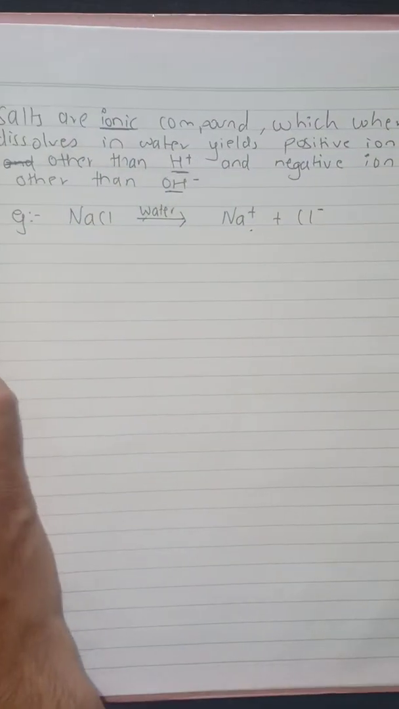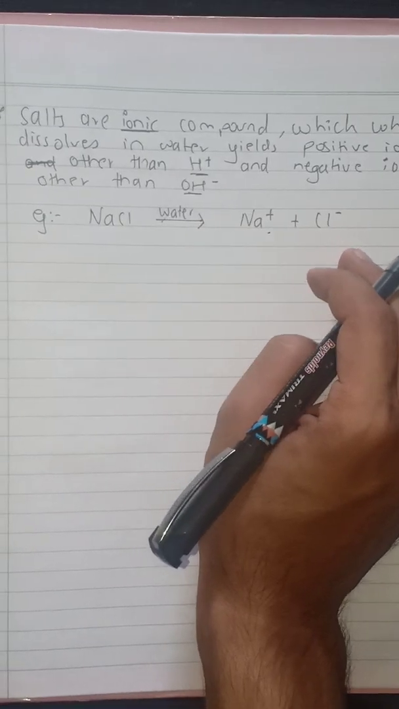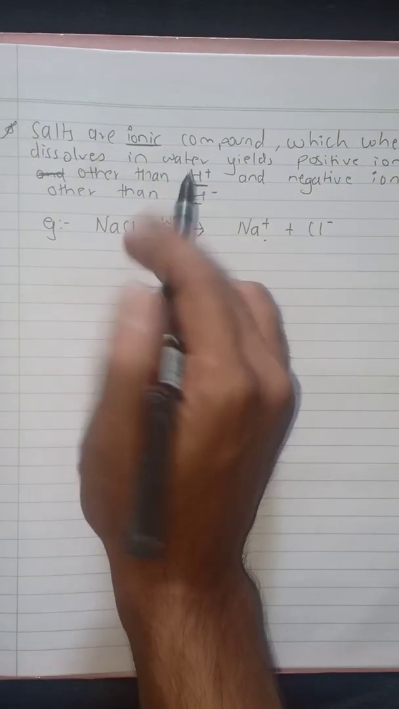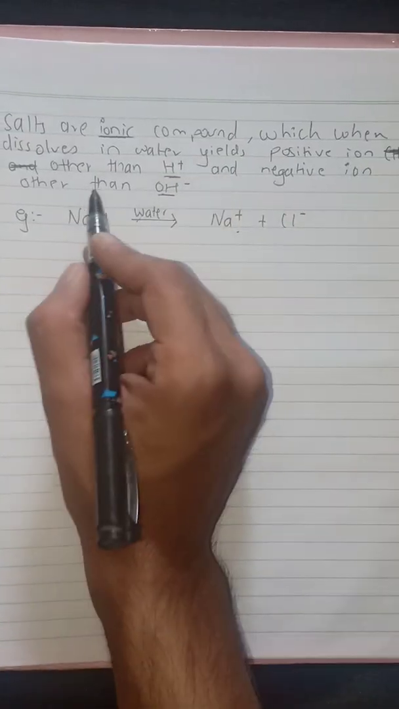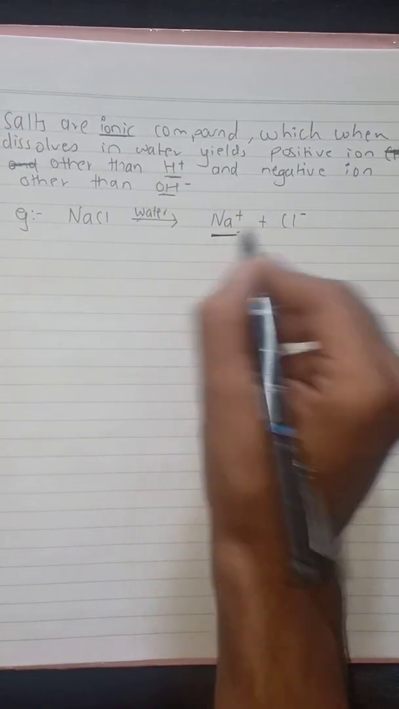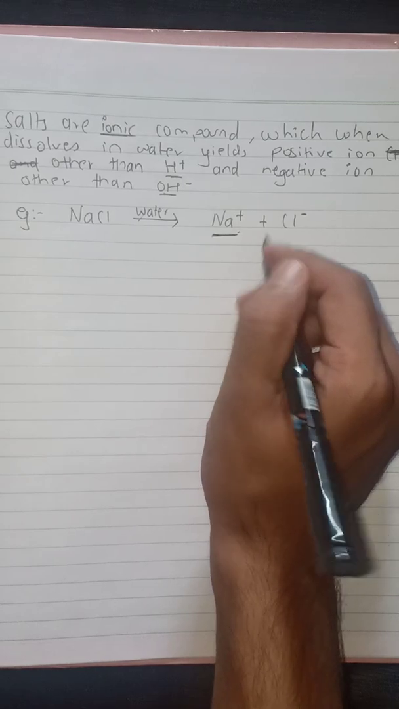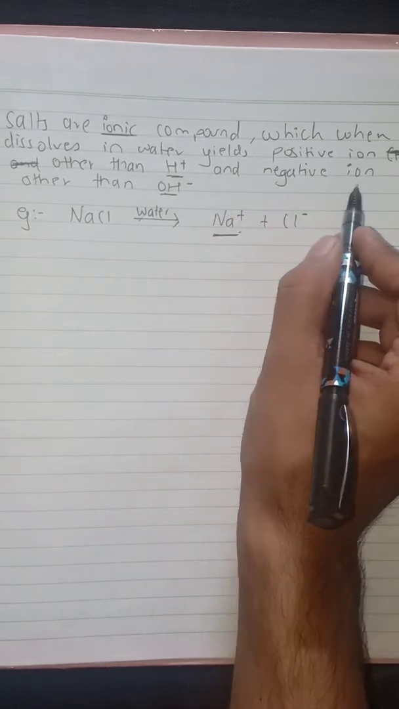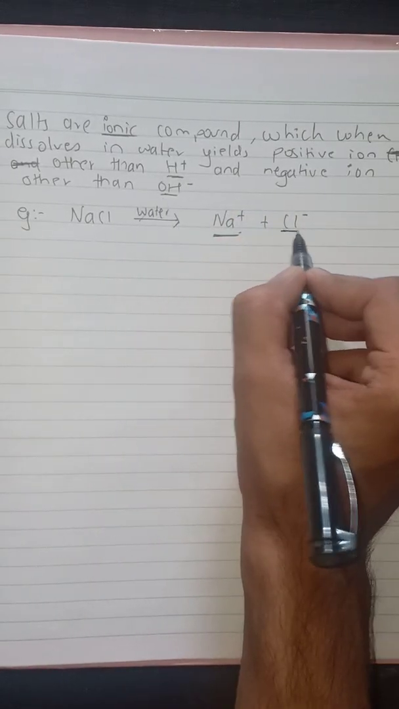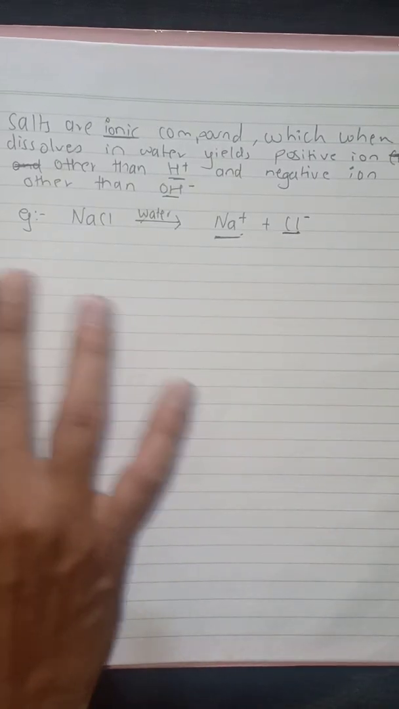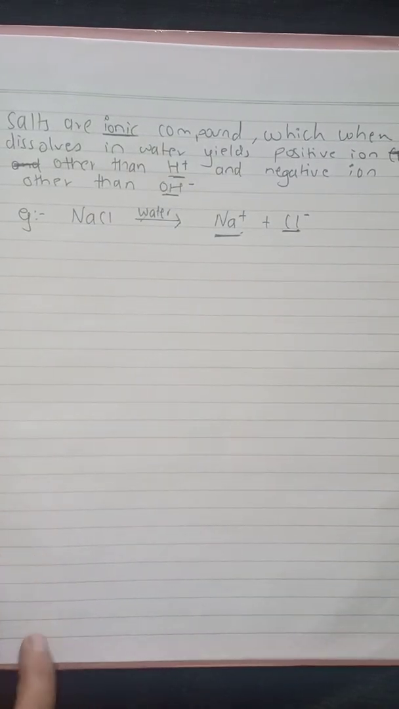That is Na plus and Cl minus. So it's an ionic compound, which when dissolved in water yields a positive ion other than H plus, see, it is other than H plus, this sodium, and a negative ion other than OH minus. So this is chlorine. So this is the other definition. Okay, these are the two.